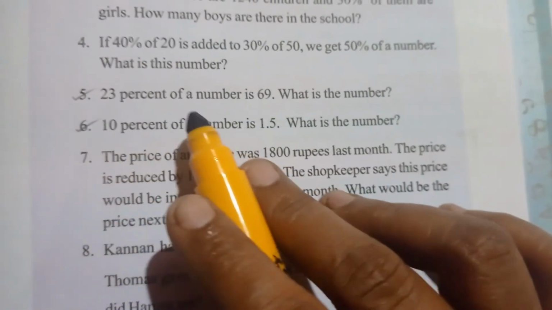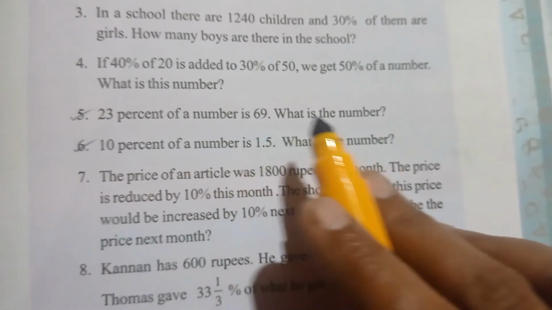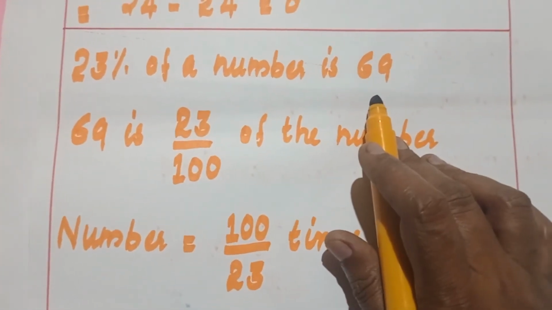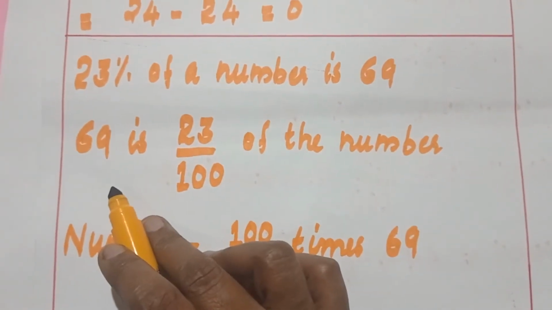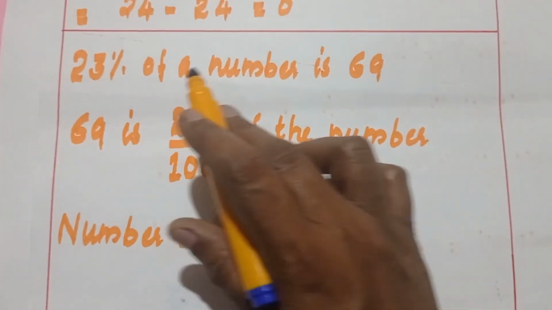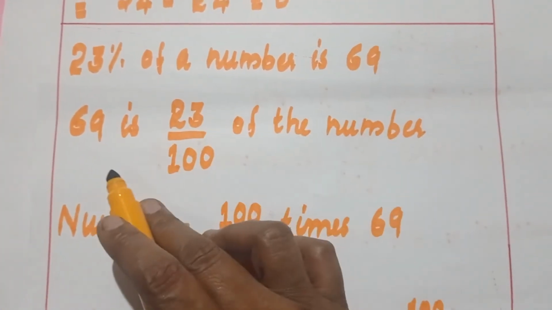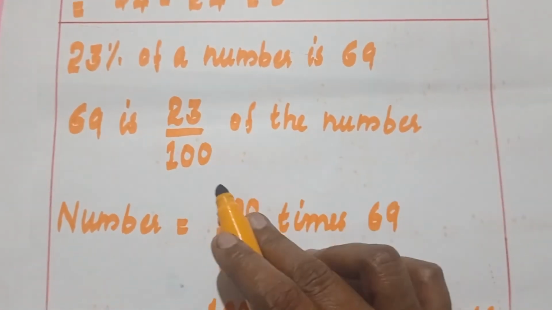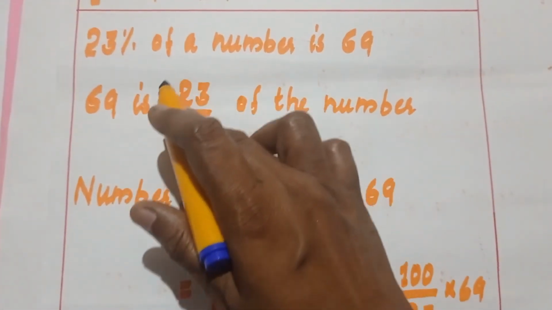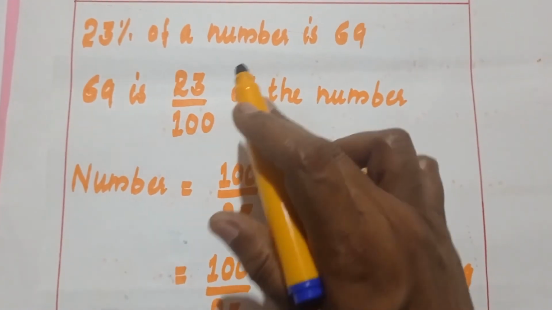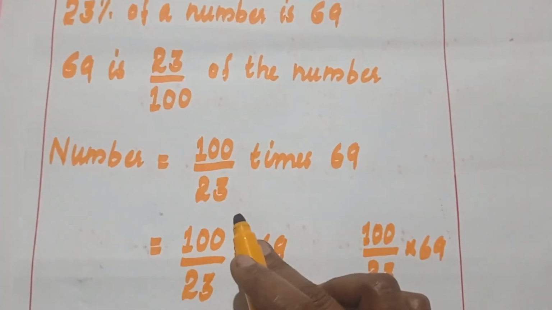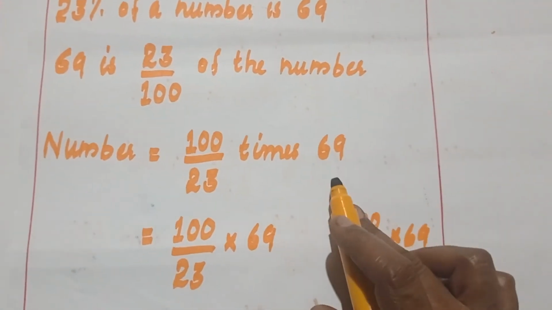Fifth question. 23% of a number is 69. What is the number? 23% of a number is 69. Then 69 is 23 by 100 of the number. From this, number is equal to the reciprocal of 23 by 100 of. The 23 by 100 of is converted as 100 by 23 times 69.